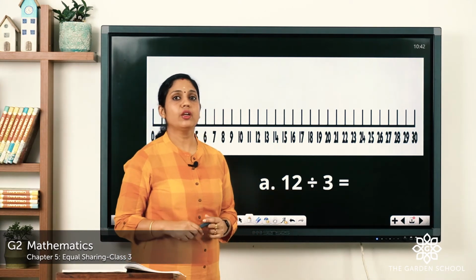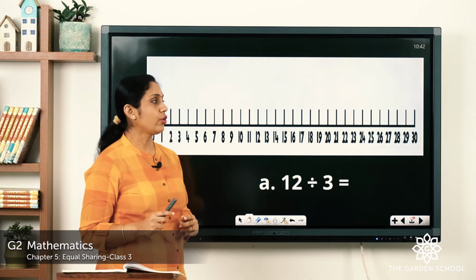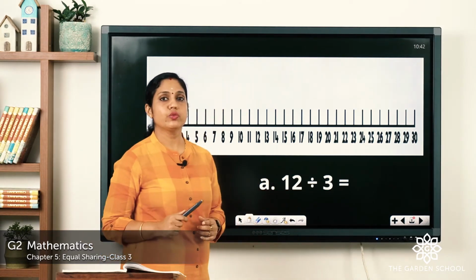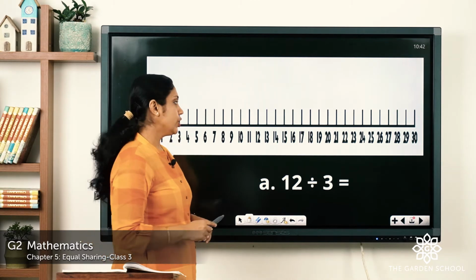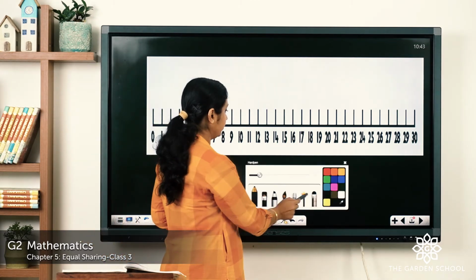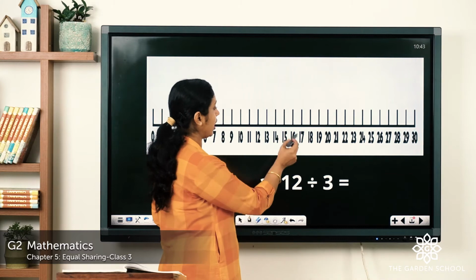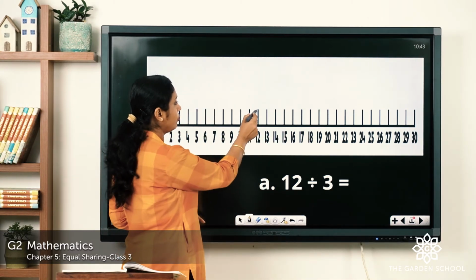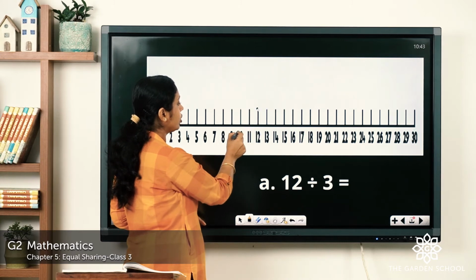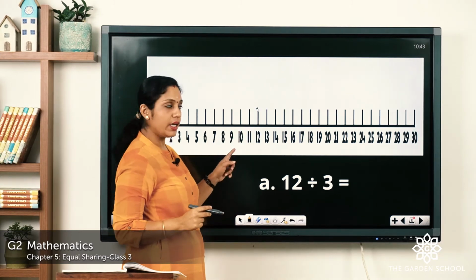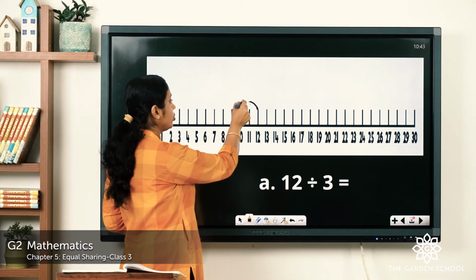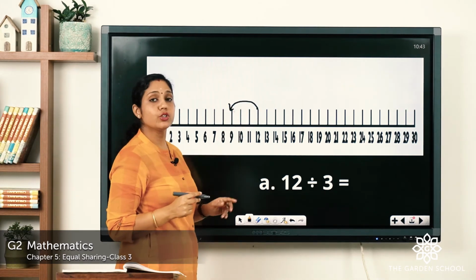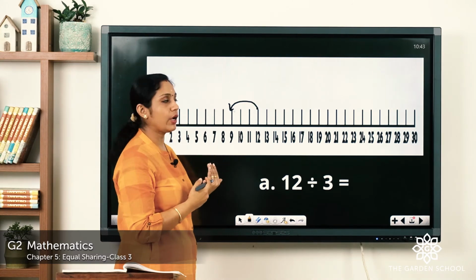So after drawing, what should you do? So we have 12 divided by 3. Which number should we start from? We have to start from 12. So starting from 12, we have to move 3 numbers backwards. 1, 2, 3. We reach the number 9. From 12 to 9, you can draw a semicircle and put an arrow mark to show that we are counting backwards.